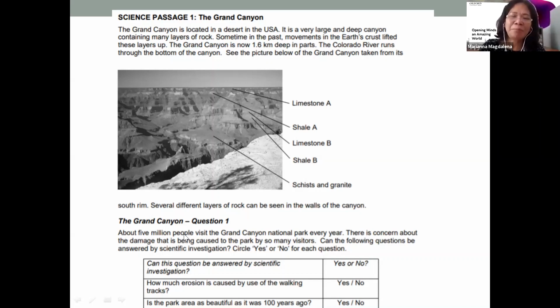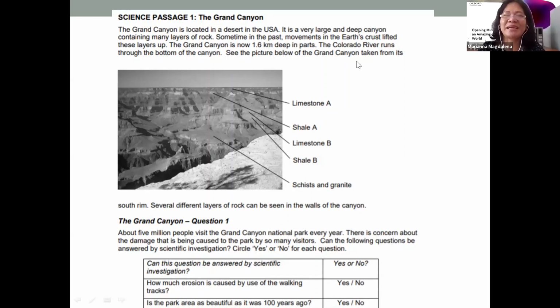About 5 million people visit the Grand Canyon National Park every year. There is concern about the damage that is being caused to the park by so many visitors. Can the following questions be answered by scientific investigation? Circle yes or no for each question. There are two questions. You have to choose yes or no. So is this a scientific investigation or not? How much erosion is caused by use of the walking tracks? Yes or no? So you can give your answer now.